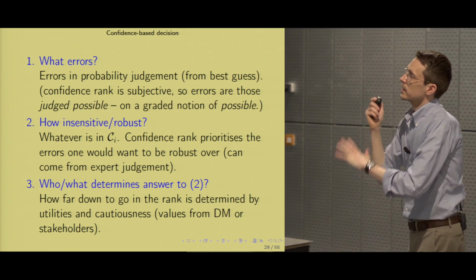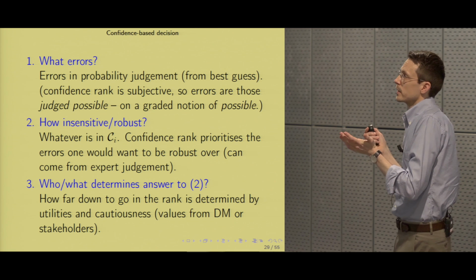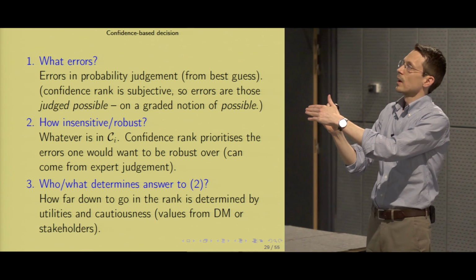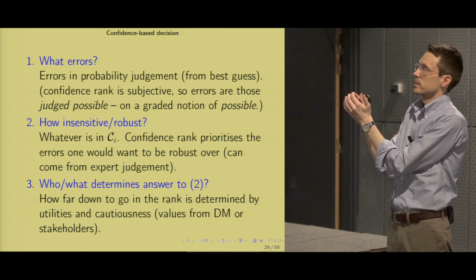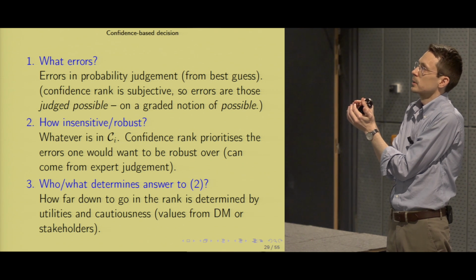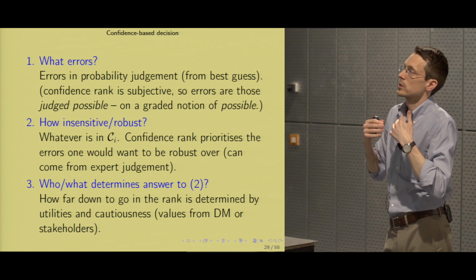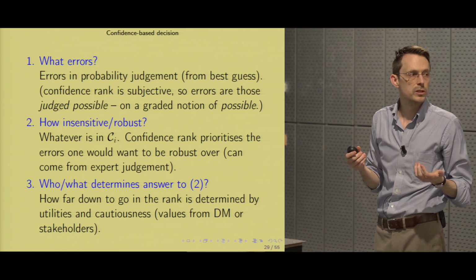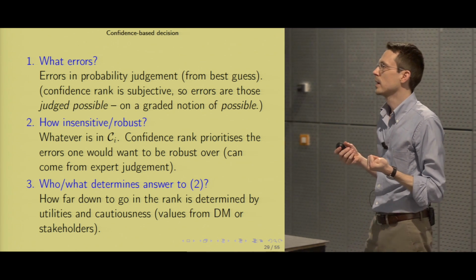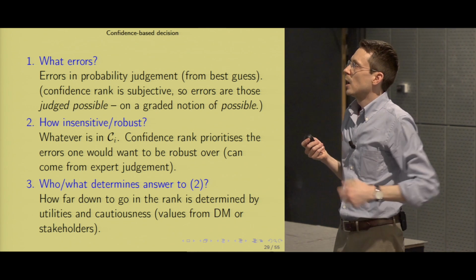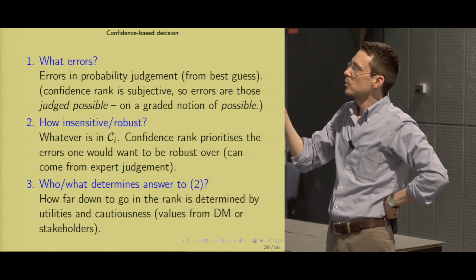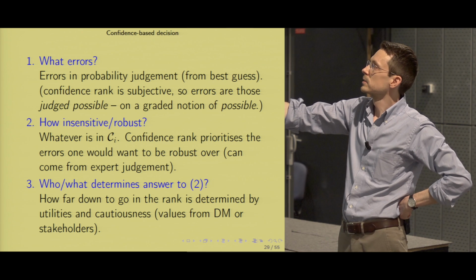What errors? Similar answer to as before, errors in probability judgment from a best guess, where the best guess is sort of the smallest set at the bottom. And again, these are the errors that are judged possible, but now there's a graded notion of possibility at work. How robust? Again, whatever is in C sub I.